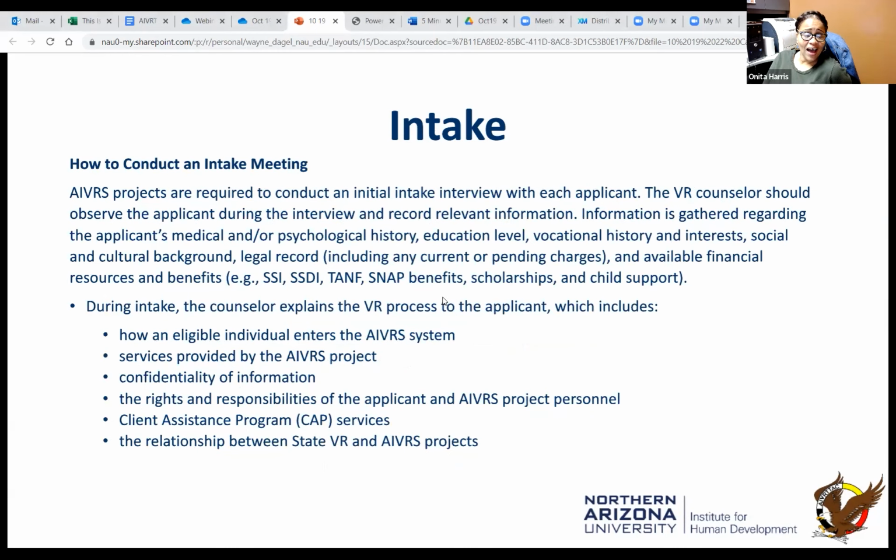So then we talk about how to conduct the intake meeting. There is no blanket answer for how to conduct the intake meeting, but just for reference and for suggestions. When you're conducting your intake meeting, that is your time to gather valuable information. And so that is the time where you may have your applicant sign consent to release forms for medical records. And medical records include physical health as well as mental health.